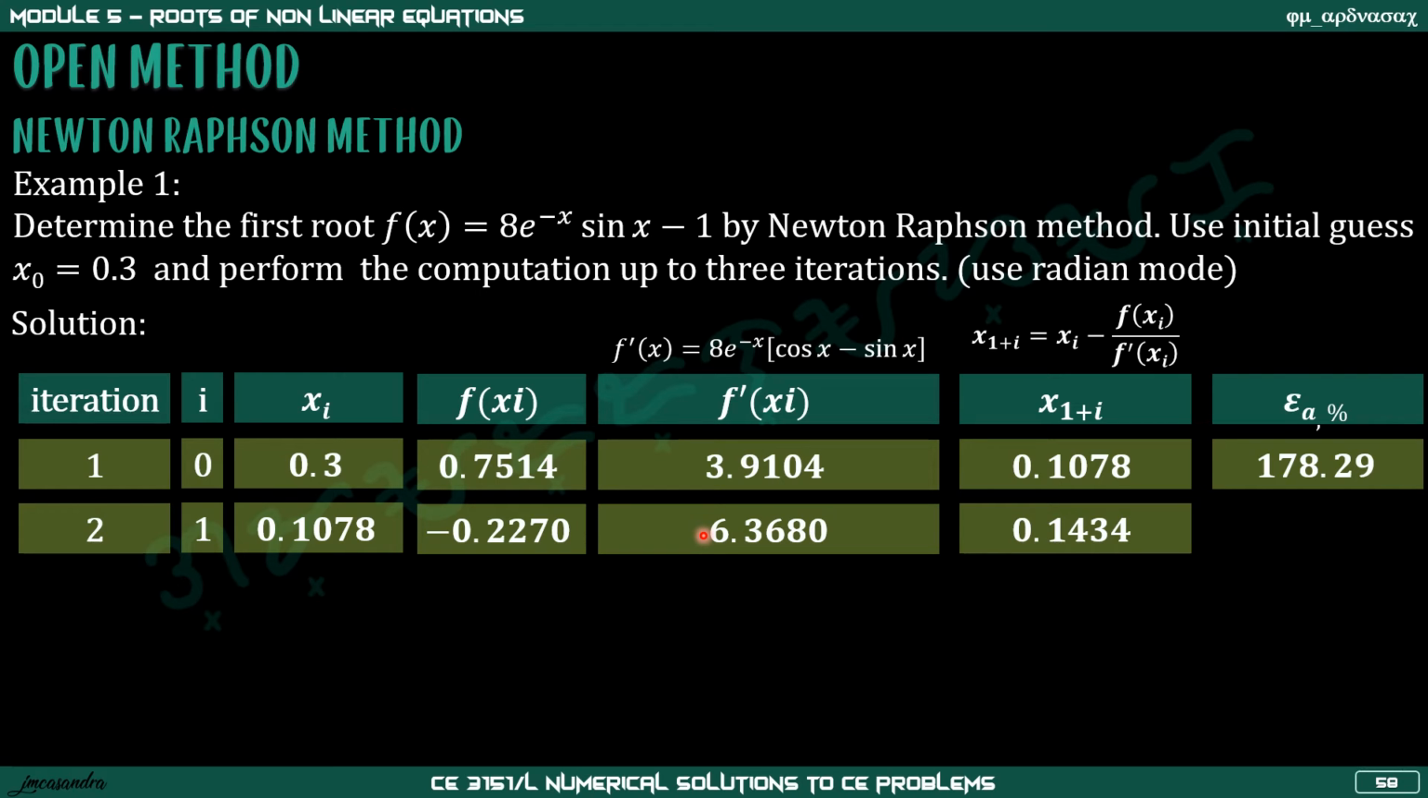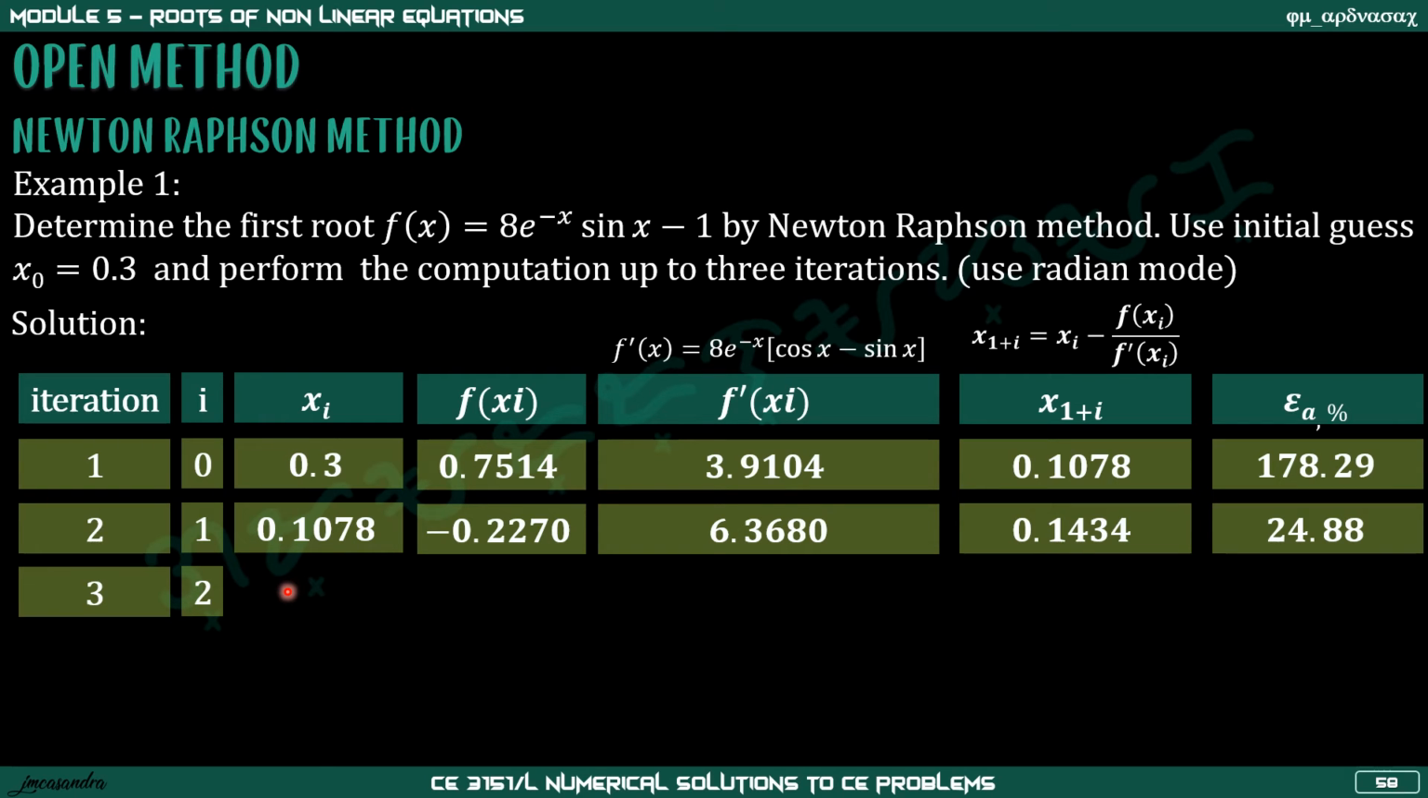So computing for our approximate error, this value: 0.1434 minus 0.1078 divided by x sub 2, 0.1434, will give us 24.18. So meaning we have moved closer to the root of the equation. Then with that, we can now move to the third iteration, which will have i equal to 2.